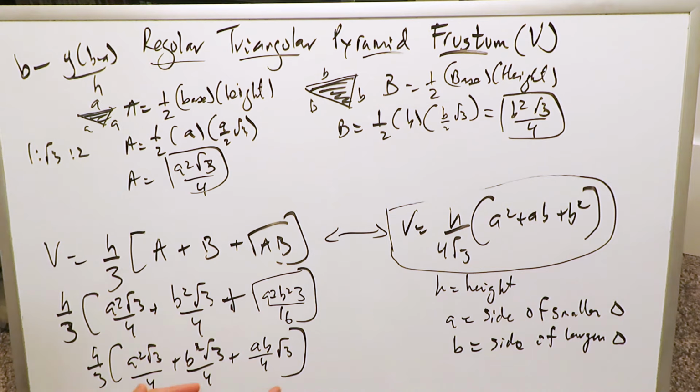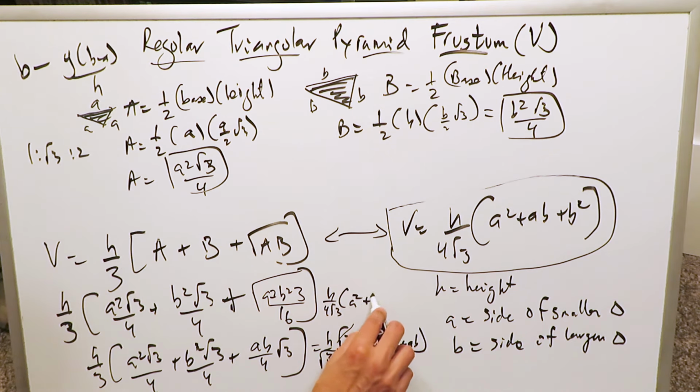What can you isolate from all of this? You can isolate the root 3 over 4 from each of these items, and you will do that. h over 3 times root 3 over 4. You'll have here a squared plus b squared plus ab. If you simplify all of this, this radical will convert this into this. You'll have h over 4 root 3, a squared plus b squared plus ab, which is exactly what you're seeing over here. So the reconciliation procedure is completed.